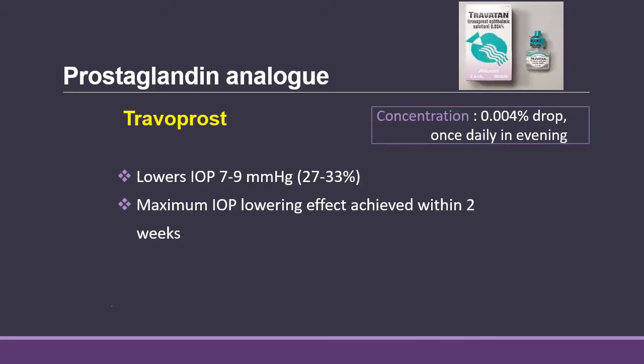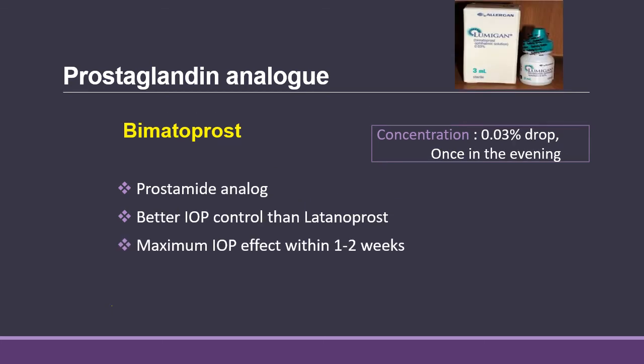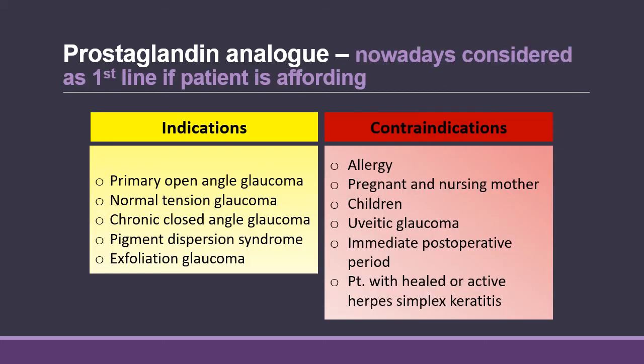Then another PG analog is travoprost. Concentration is 0.004% and once daily dosing is done in the evening. It reduces IOP by 27 to 33% and maximum effect is within 2 weeks. Then third is bimatoprost. Concentration is 0.03% and dosing is once daily. It is actually a prostamide analog. It has better IOP control than latanoprost and maximum effect occurs within 1 to 2 weeks.